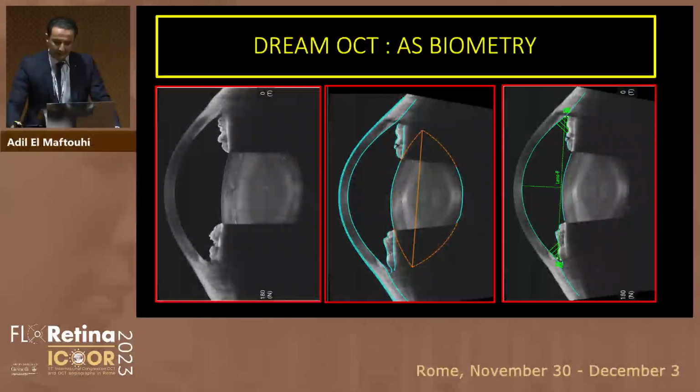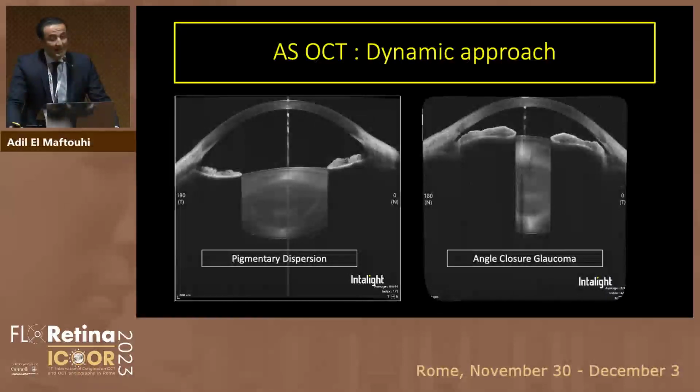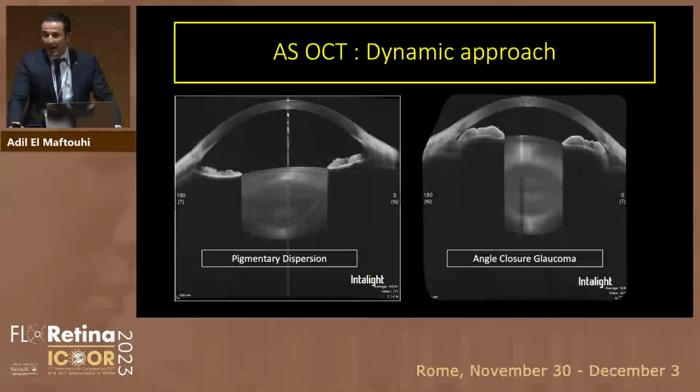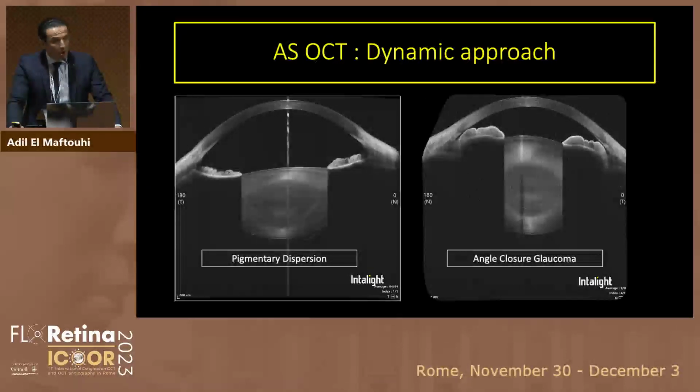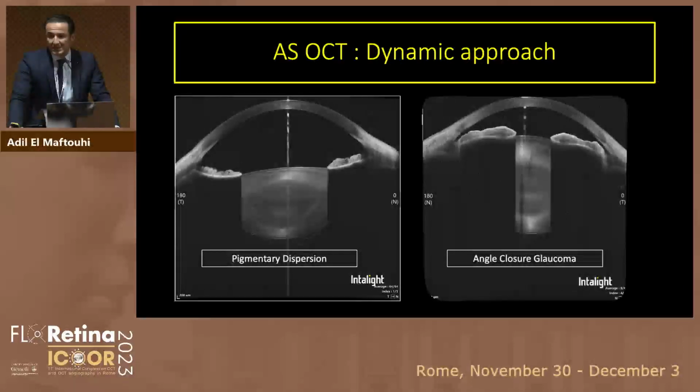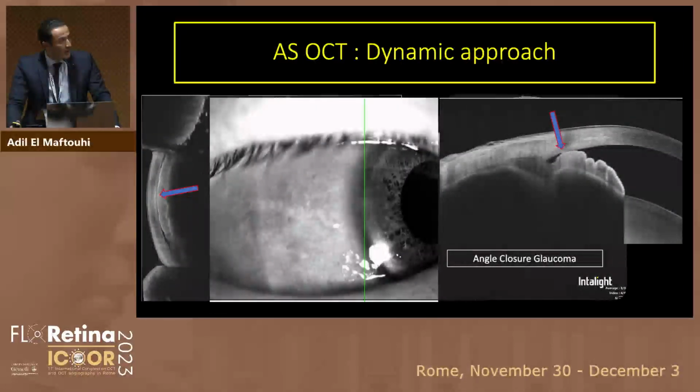the toric IOL. You can identify, with the dynamic approach, the inverse pupillary block in case of pigmentary dispersion, or in case of the risk of angle closure glaucoma, with a very nice view of the angle, a nice view of the scleral spurs, and you can simulate the Van Herick sign.